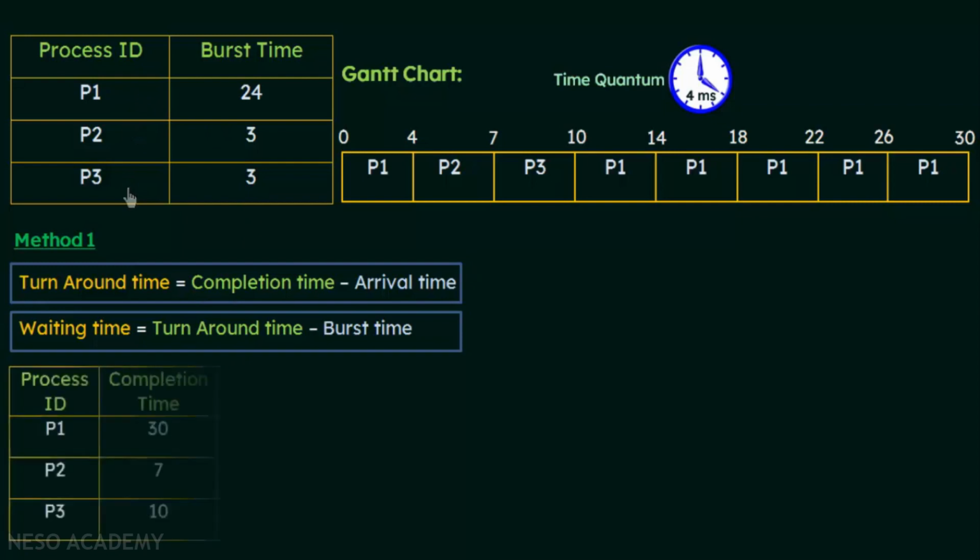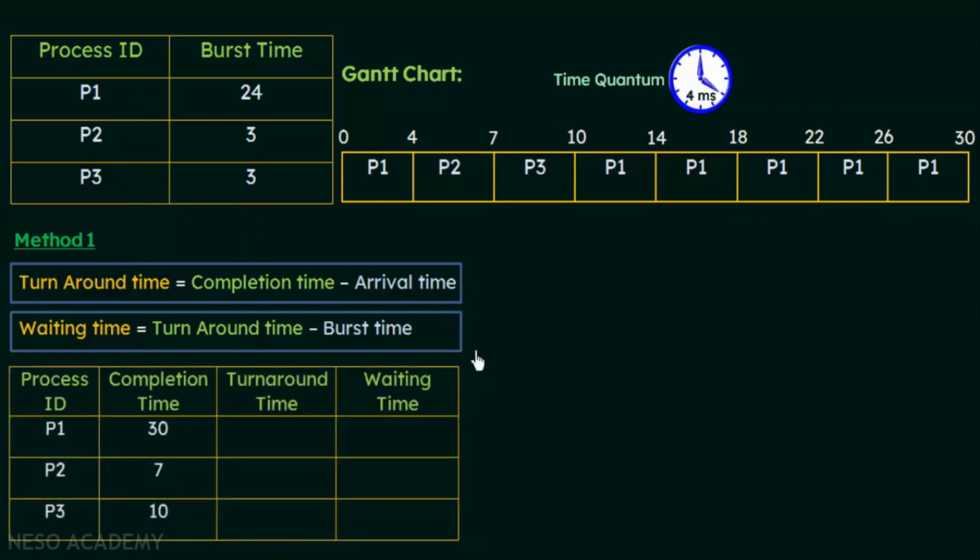So let's see how we can calculate the turnaround and waiting times using this formula for this set of 3 processes. Here I have a table showing the process IDs P1 to P3, and the completion times of each of these processes. To see the completion times, we can just look at the Gantt chart. For process P1, when did it completely finish its execution? P1 finished at the 30th millisecond, the last occurrence of P1 in the Gantt chart. So the completion time is 30 milliseconds.